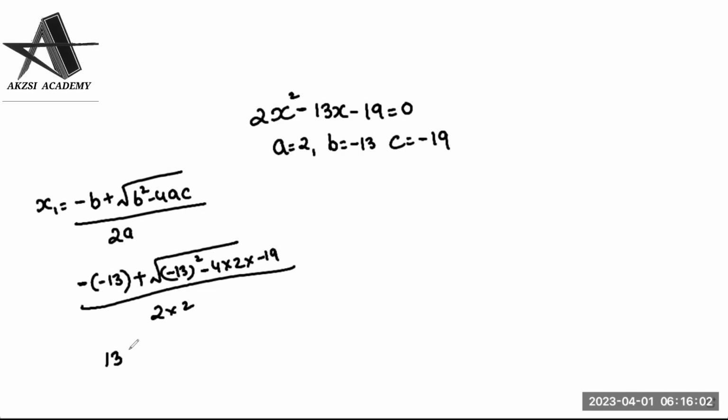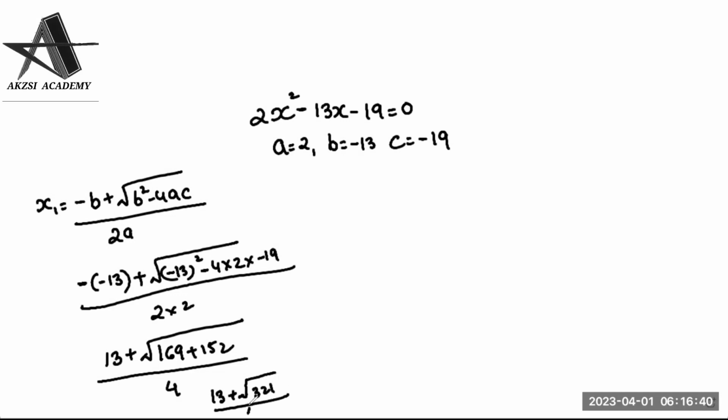So this will be 13 plus root of negative 13 whole squared, which is 169, and minus 19 times minus 4 times 2 is plus 152, because it's negative 19 and negative 4 as well, over 4. Now 152 plus 169 will give you 321. So this will be 13 plus root 321 by 4. The root of 321 is 17.91. So x1 is 13 plus 17.91 by 4.